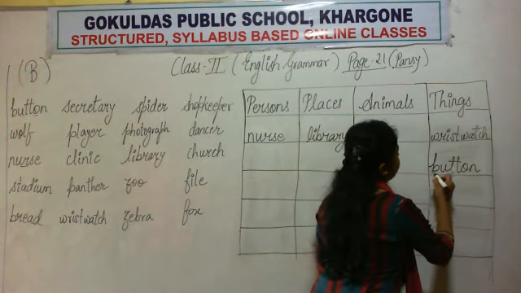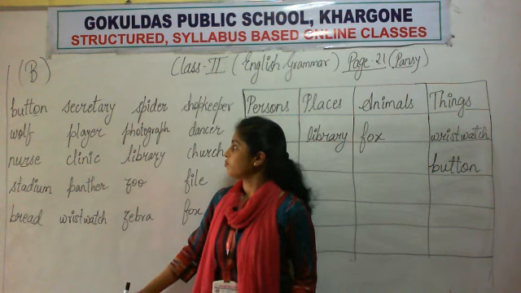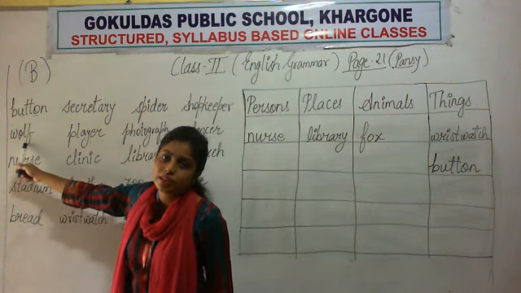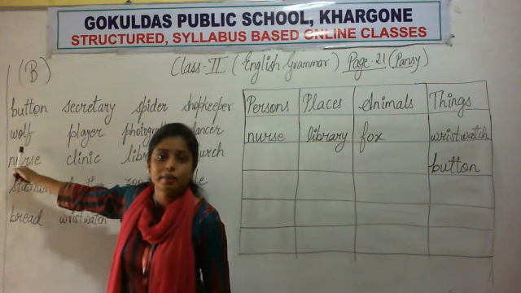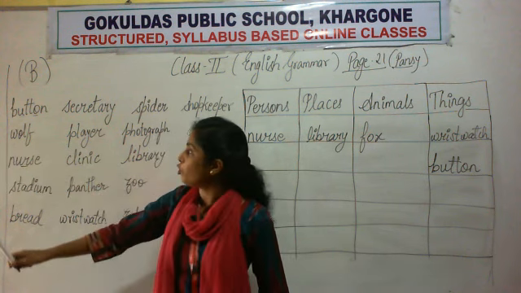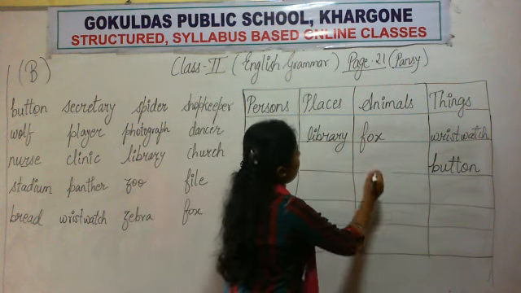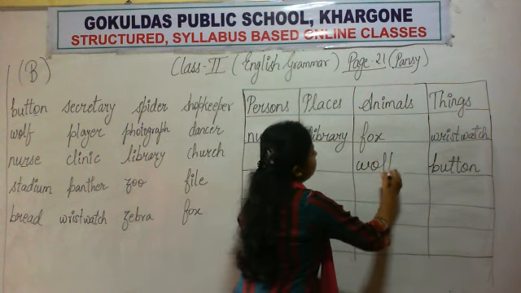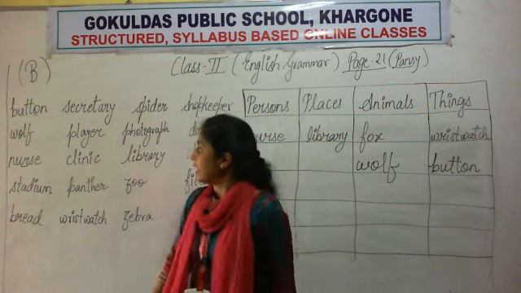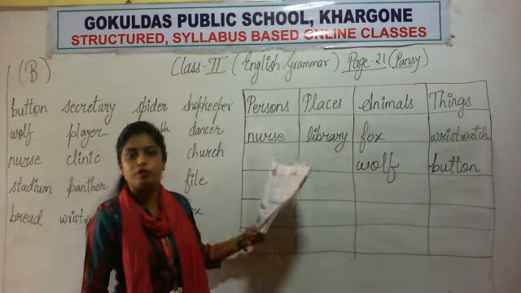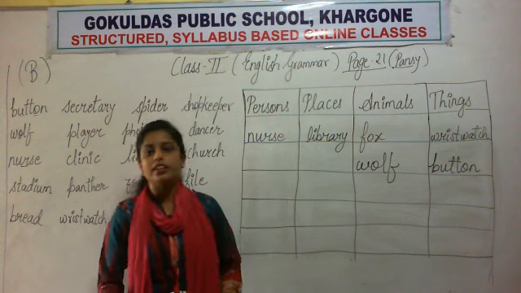B-U-T-T-O-N. Button. Okay. Then second one is wolf. Wolf is an animal. It is an animal like a dog and fox. So I am writing it here in the column of animals. Okay, wolf. Then third is nurse. It is already written here in the column of persons.